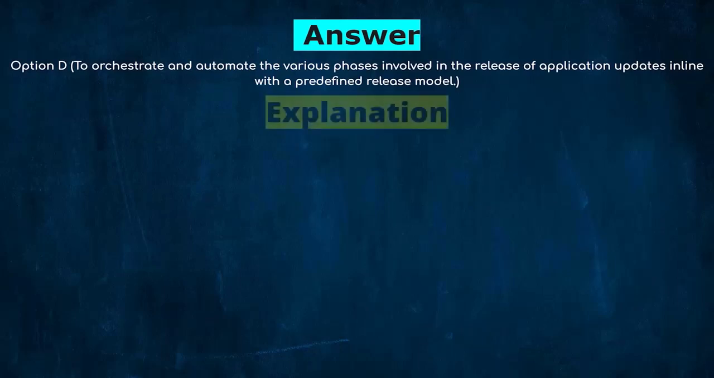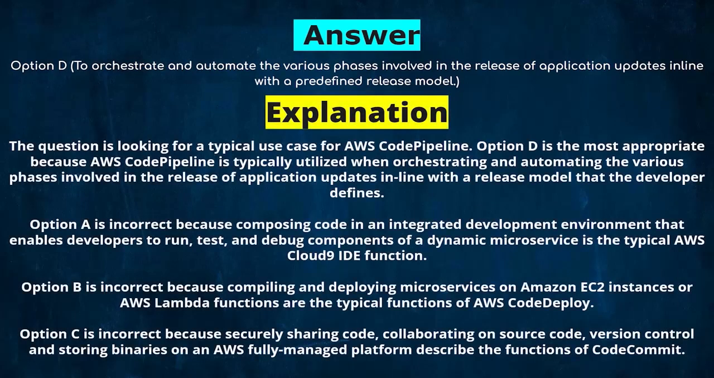model. Explanation. The question is looking for a typical use case for AWS CodePipeline. Option D is the most appropriate because AWS CodePipeline is typically utilized when orchestrating and automating the various phases involved in the release of application updates in line with the release model that the developer defines. Option A is incorrect because composing code in an integrated development environment that enables developers to run, test, and debug components of a dynamic microservice is the typical AWS Cloud9 IDE function.